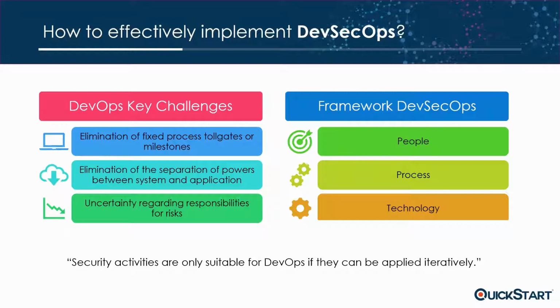So the three parts of the framework that you are seeing here are people, process, and technology. And remember that we talked about this in the first slide, right? So the security activities, finally, which is the important part right here, is that everything should be applied iteratively, through automation. So security will be impacting people, process, and technology, as we said.